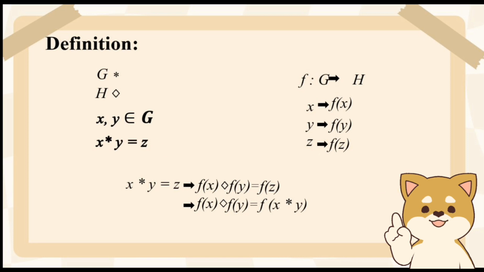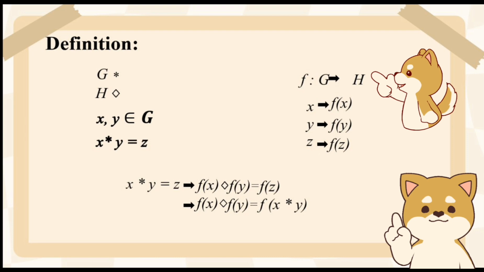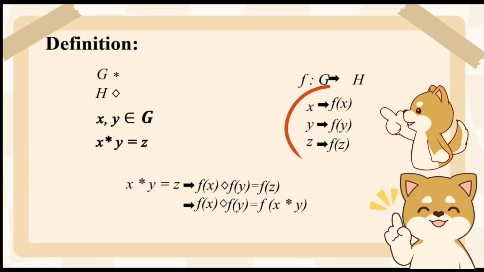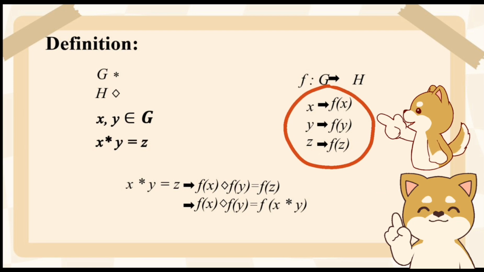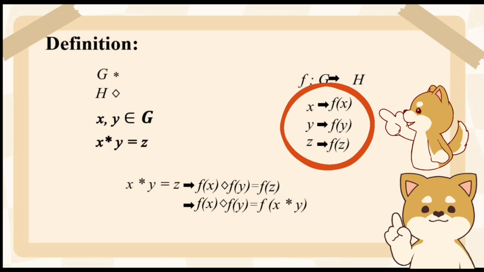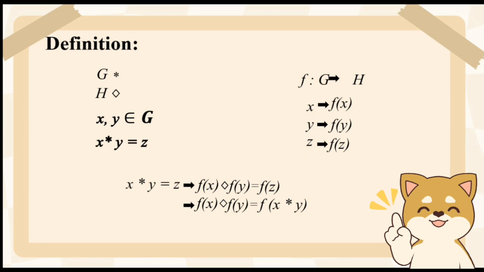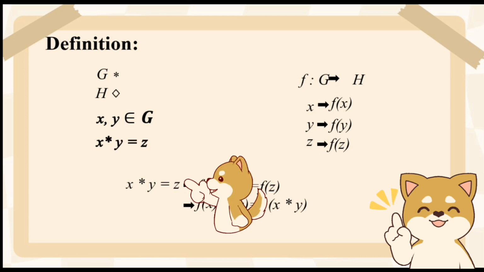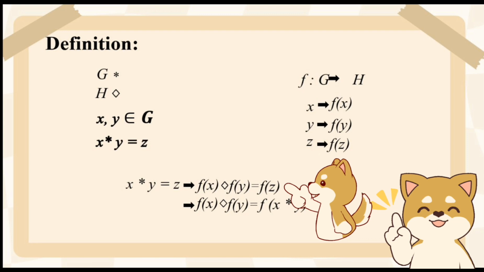Next, suppose we have a function f that maps G to H. The three elements x, y, and z are mapped to elements in H. x is mapped to f(x), y is mapped to f(y), and z is mapped to f(z). The whole point of homomorphism is to find a structural similarity between two groups. So if x * y equals z in G, then we'd like f(x) ◇ f(y) to be equal to f(z) in the group H.